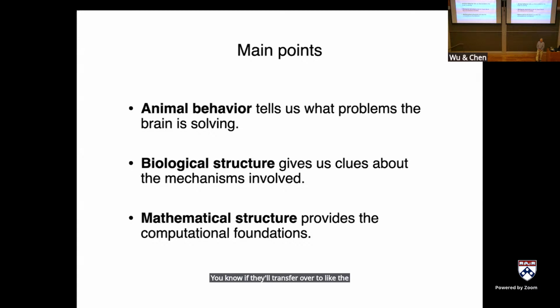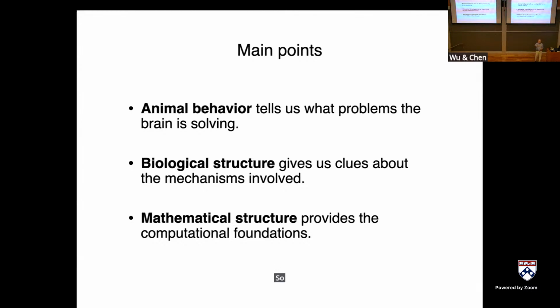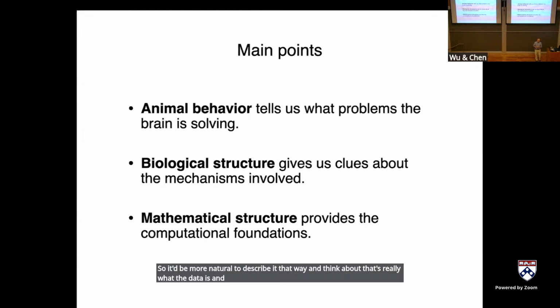Okay, let's see. Yeah, there are a couple of things in there. First of all, I agree. This is one of my points of real discomfort, treating these MNIST digits as images and vectors, right? Because they're generated by the hand moving. So it'd be more natural to describe it that way and think about that's really what the data is.